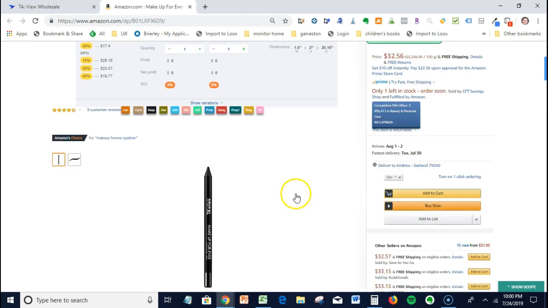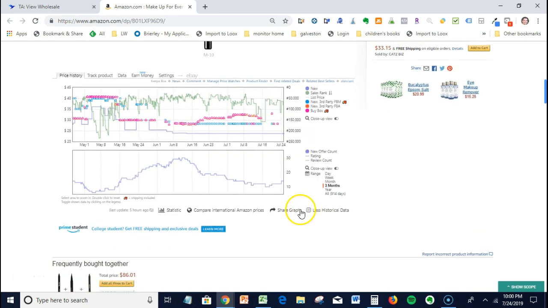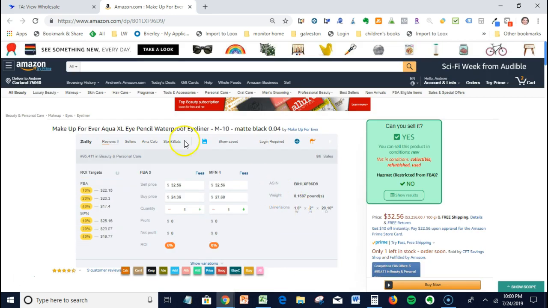$32 for this. And just taking a quick glance here, it's selling pretty well. The price has actually been, see the little purple thing is, that's the buy box, right? So it's actually been going up a little bit, which is good. The number of sellers has actually gone down, which is good. So looks like a pretty good product. Makeup for all that stuff here.